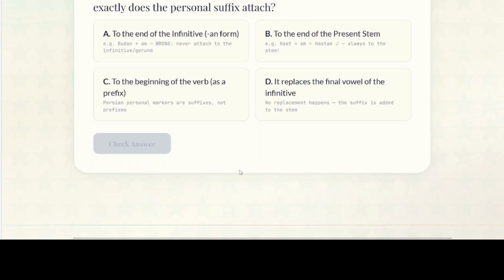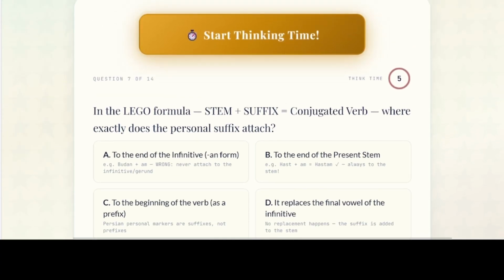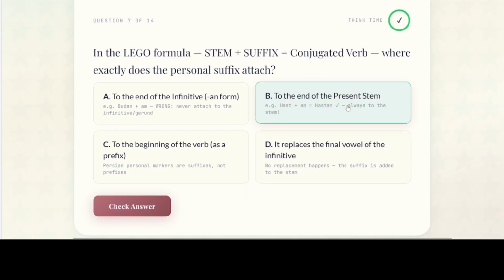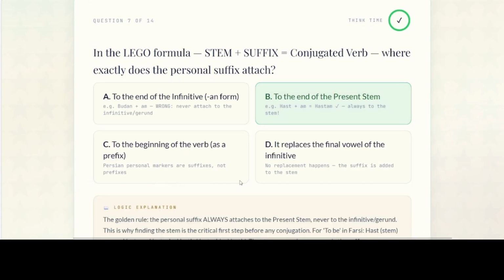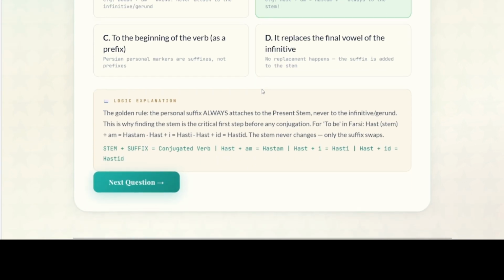In the Lego formula, a stem plus a suffix, we said it's the formula for making a verb. Where exactly does the present suffix attach? In the beginning, in the end, or does it replace the final vowel? Where? Yeah, it always goes at the end. Its name is clear: suffix, at the end of the verb. And even when you take a look at the question, it's already answered.